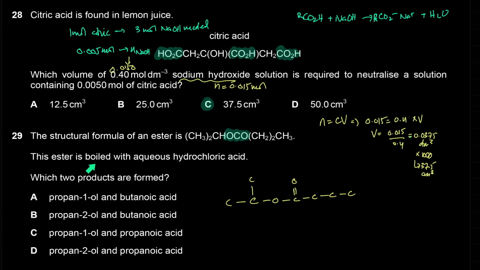If we're going to hydrolyze this with hydrochloric acid, this is acidic hydrolysis. We're going to break the ester linkage, so we're going to get an H over here and an OH over here. So what acid are we getting?